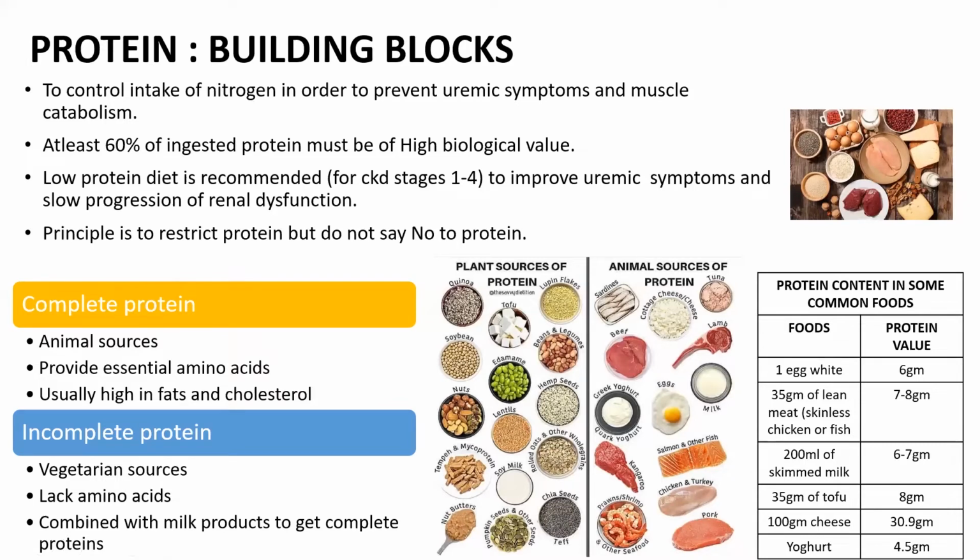The proteins are of two types: complete protein and incomplete protein. Complete proteins provide all the essential amino acids, and incomplete proteins lack one or two amino acids. Complete proteins are of animal sources, incomplete proteins of vegetarian sources. Incomplete proteins can be combined with milk products to get complete proteins. There are some pictorial representations of plant sources of proteins and animal sources of proteins, and some protein content in some common foods.